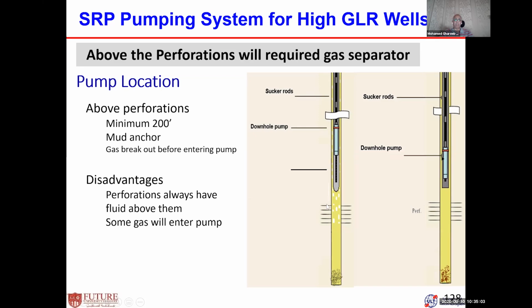Same, and in that case, you need to run the gas separators. You run the pump 2 to 6 joints or 200 feet above the top of perforation, and in that case, you run downhole gas separators. There are different types of downhole gas separator in order to break the gas. Disadvantage here, perforation always has fluid above the formation up to a certain level, and maybe there is not enough fluid velocity to separate the gas, and so on.